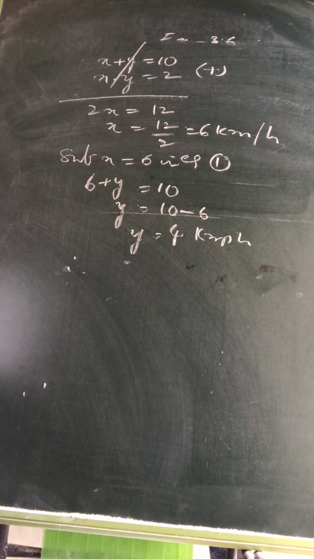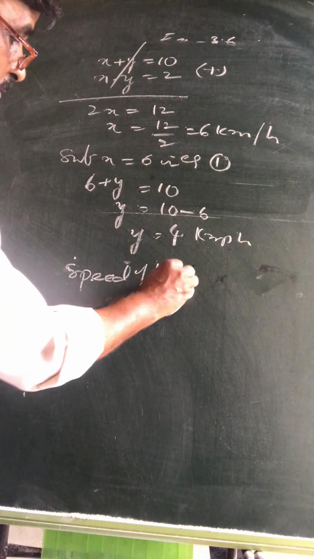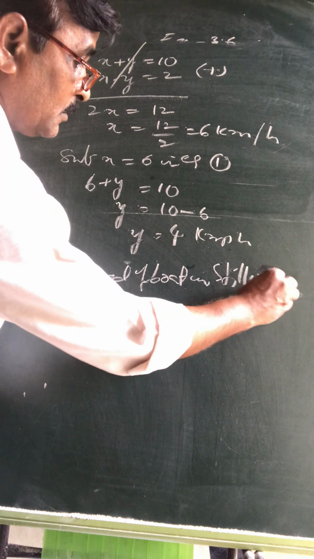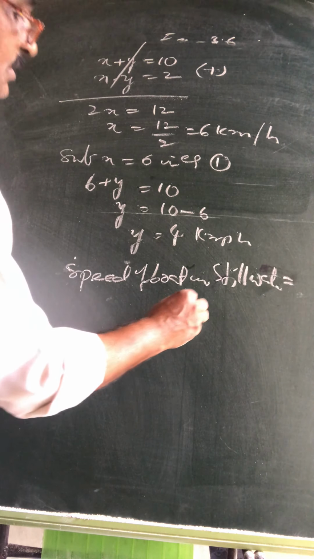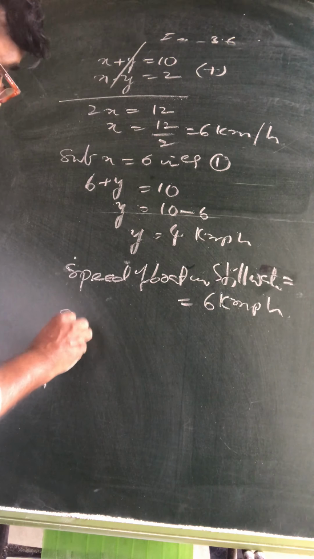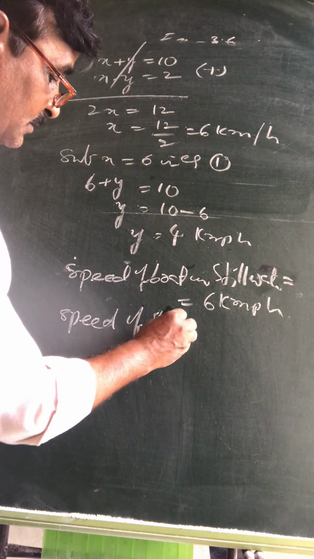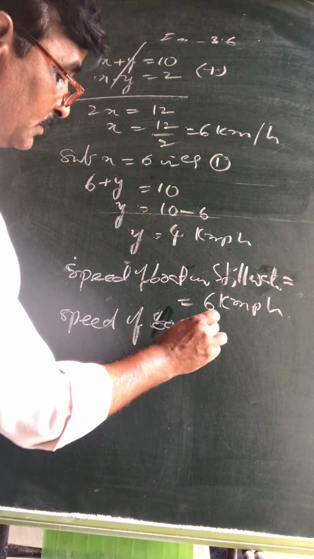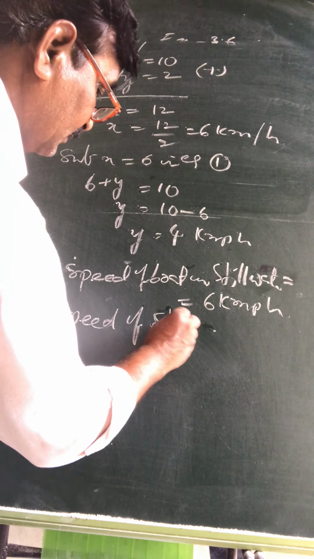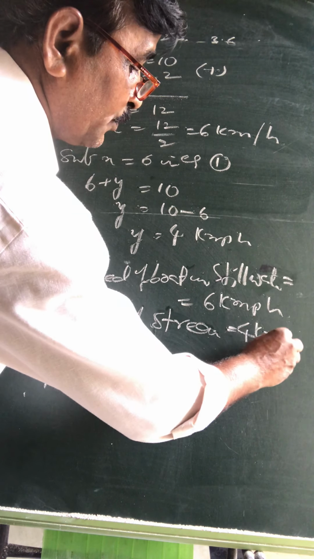Therefore y is equal to 4 kilometers per hour. What is the x we denoted? Speed of the boat in still water is equal to how much? 6 kilometers per hour. And the speed of the stream is equal to how much? 4 kilometers per hour.